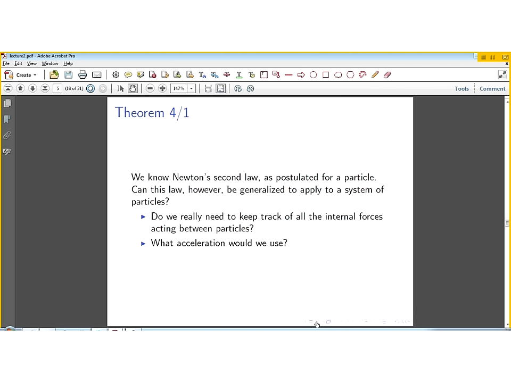That's the one question. Then the second question is, if we want to apply Newton's second law to a system of particles, what accelerations should we use? If you think of this, many of you will probably say, well, we'll use the acceleration of the center of mass. And it turns out that that is the correct answer, but why? Why can't we just simply choose the acceleration of the center of mass? What makes the center of mass so special? Let's say we have a donut. The center of mass of the donut is not even part of the donut. Why is it so important? So we need to formally show that we are justified in using the center of mass acceleration when we apply Newton's second law to a system of particles. So that's what we try to do in Theorem 4.1.